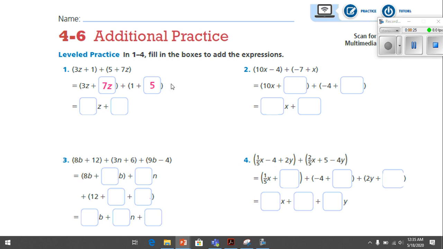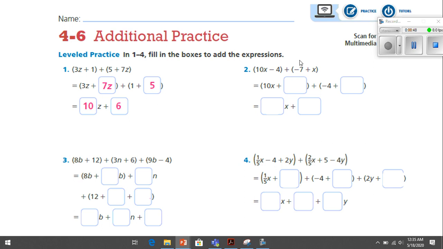We do this because we're allowed, as long as we're adding or multiplying, to rearrange our numbers however way we want. I believe that is called commutative properties. So now we've got 3z plus 7z, that's going to be 10z. And we're going to have 1 plus 5, and that's going to be 6. And that gives us our answer, 10z plus 6.